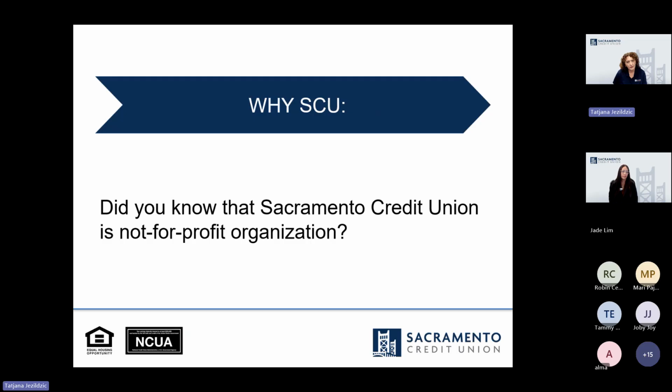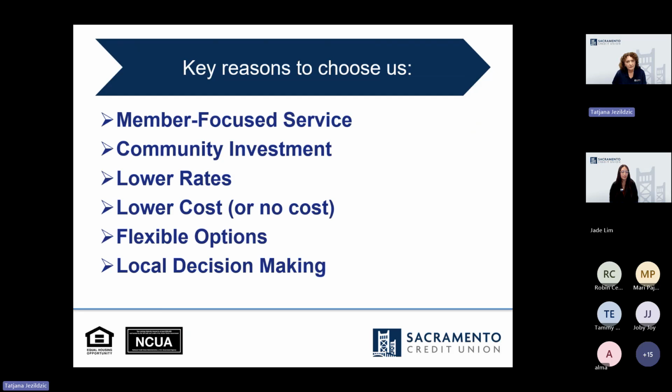And at the end, why choose Sacramento Credit Union? Many people are surprised when I tell them that all credit unions, including Sacramento Credit Union, are nonprofit organizations. We have a board of directors that we answer to. We don't have any owners. The key reason to choose us is that at Sacramento Credit Union, we prioritize you and your financial well-being.